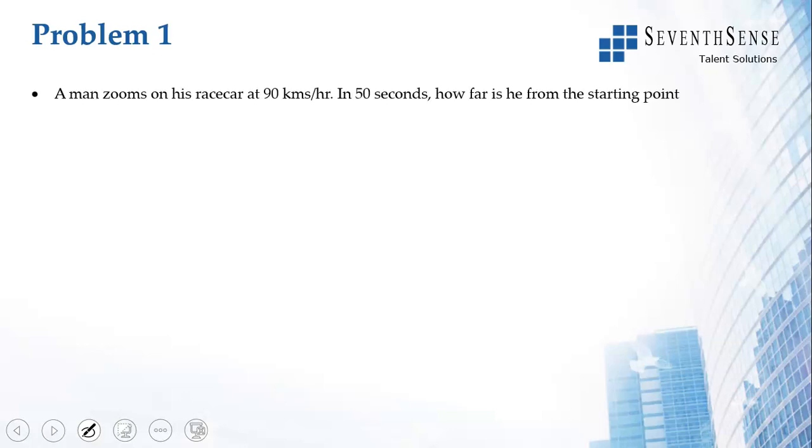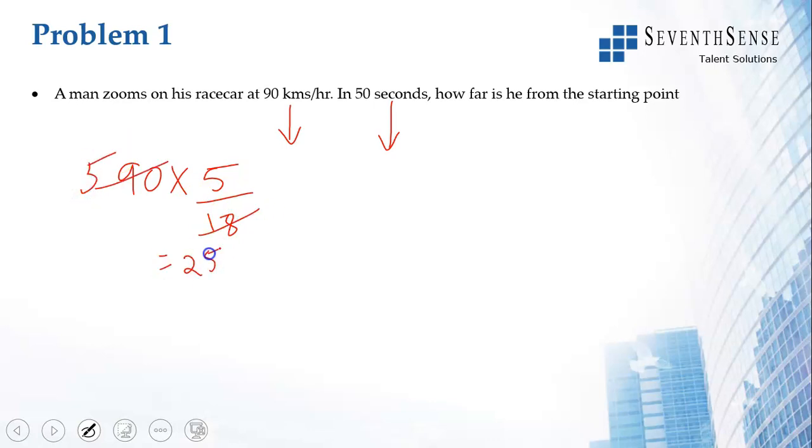is in vain then. A man zooms on his race car at 90 kilometers per hour in 50 seconds. Please do not multiply 90 by 50. So the speed is given here in kilometers per hour, time is in seconds. Either convert the seconds into hours, which makes it very tough, or convert the speed into meters per second. To convert kilometers per hour into meters per second, you multiply by 5 by 18, which is equal to 25 meters per second.